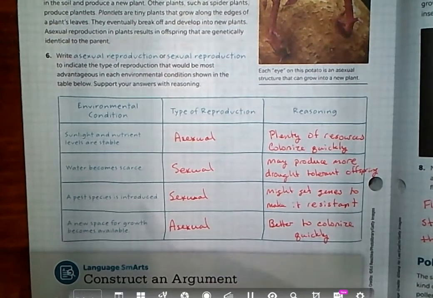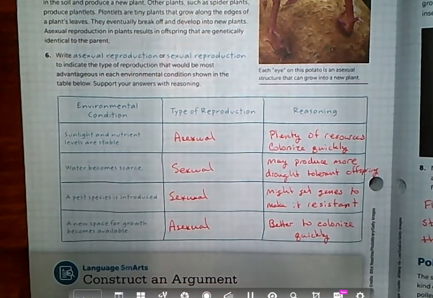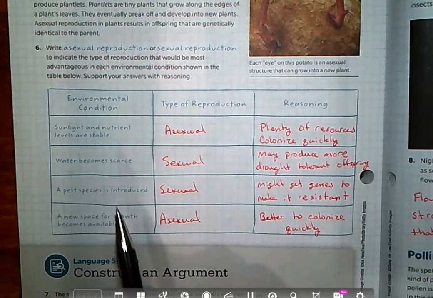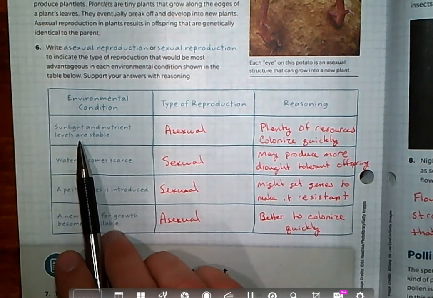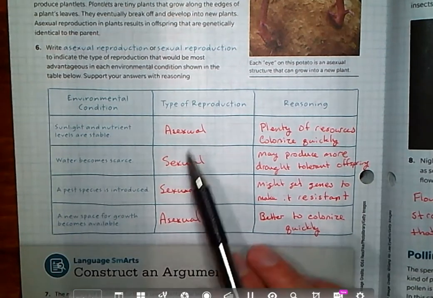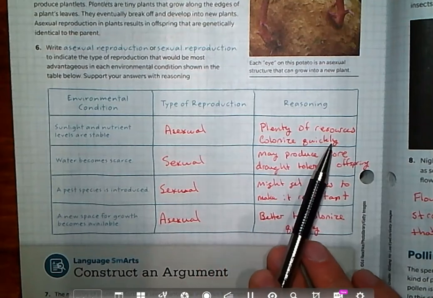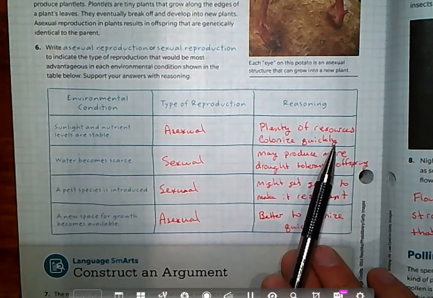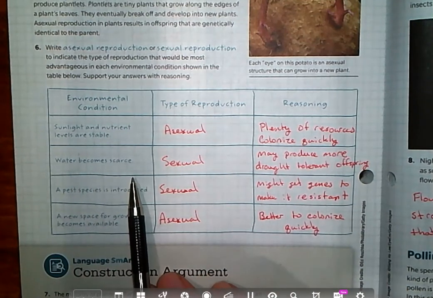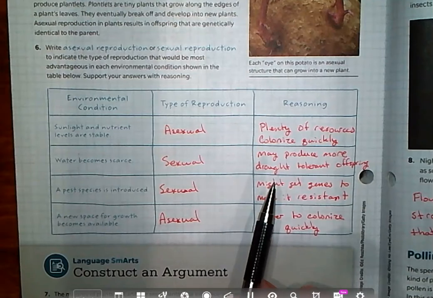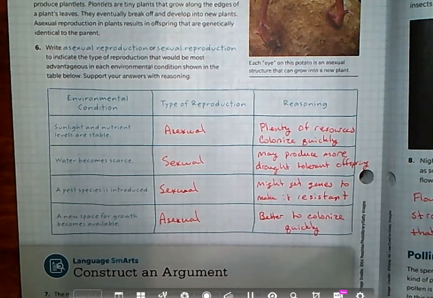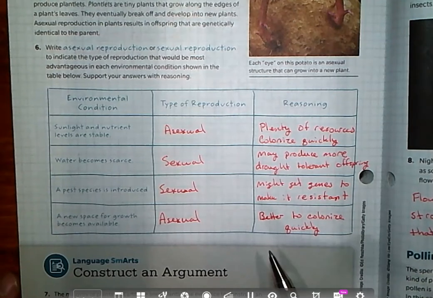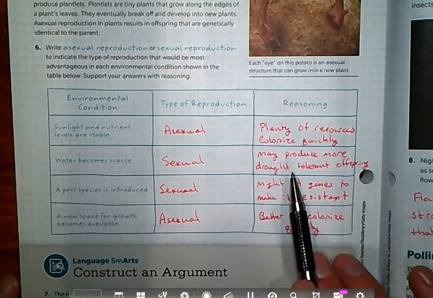Okay, so if we look at some different environmental conditions and what type of reproduction would be most beneficial: if we have an environmental condition where sunlight and nutrient levels are stable, we could have asexual reproduction. There's plenty of resources, and everything can colonize quickly, so asexual reproduction can happen faster. That would probably be the beneficial one there. But if water becomes scarce, sexual reproduction may be better because it may produce more drought-tolerant offspring. You're going to combine the genetic material and get new genetically unique plants, and they may be better able to survive in drought conditions.